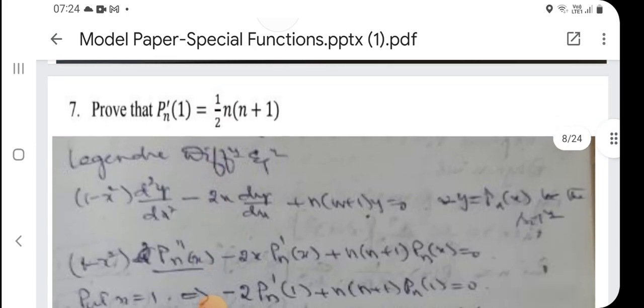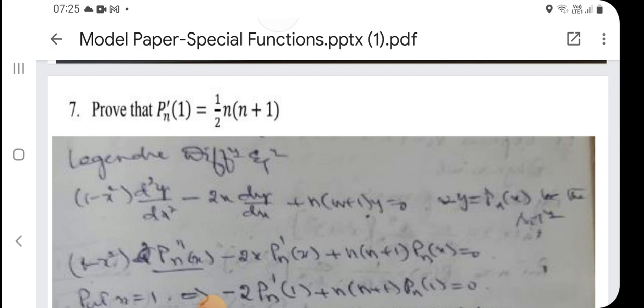Now prove that Pn dash at 1 equals 1 by 2 times n into n plus 1. Once again consider the Legendre differential equation. What is the Legendre differential equation? 1 minus x square into d square y by dx square minus 2x into dy by dx plus n into n plus 1 into y equals 0.